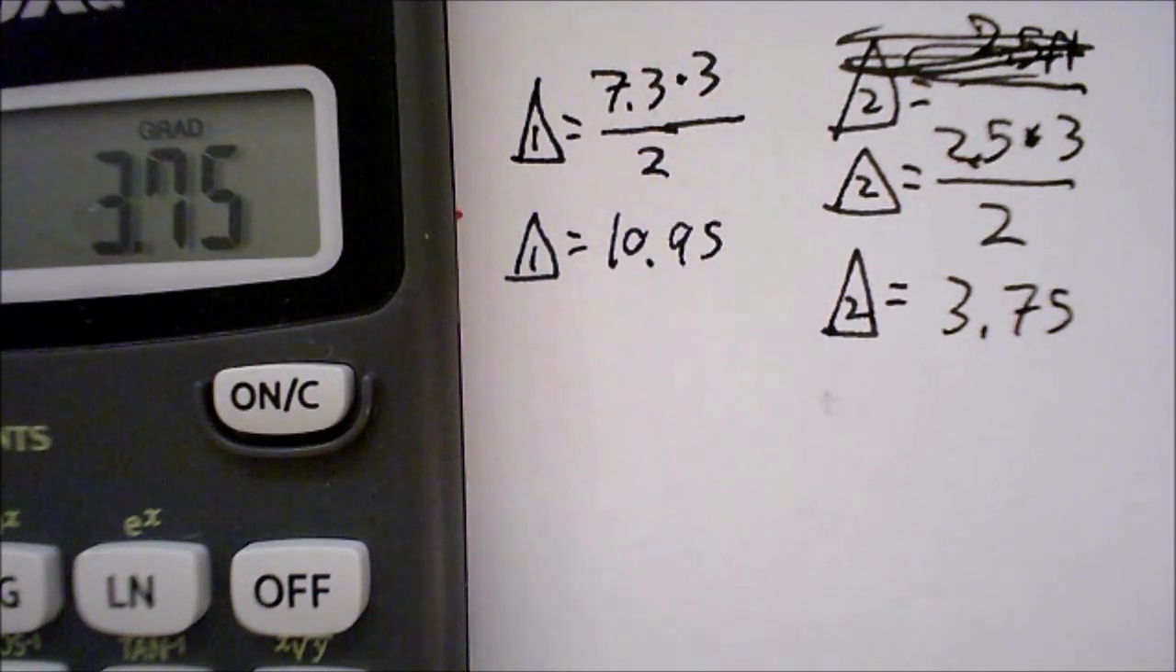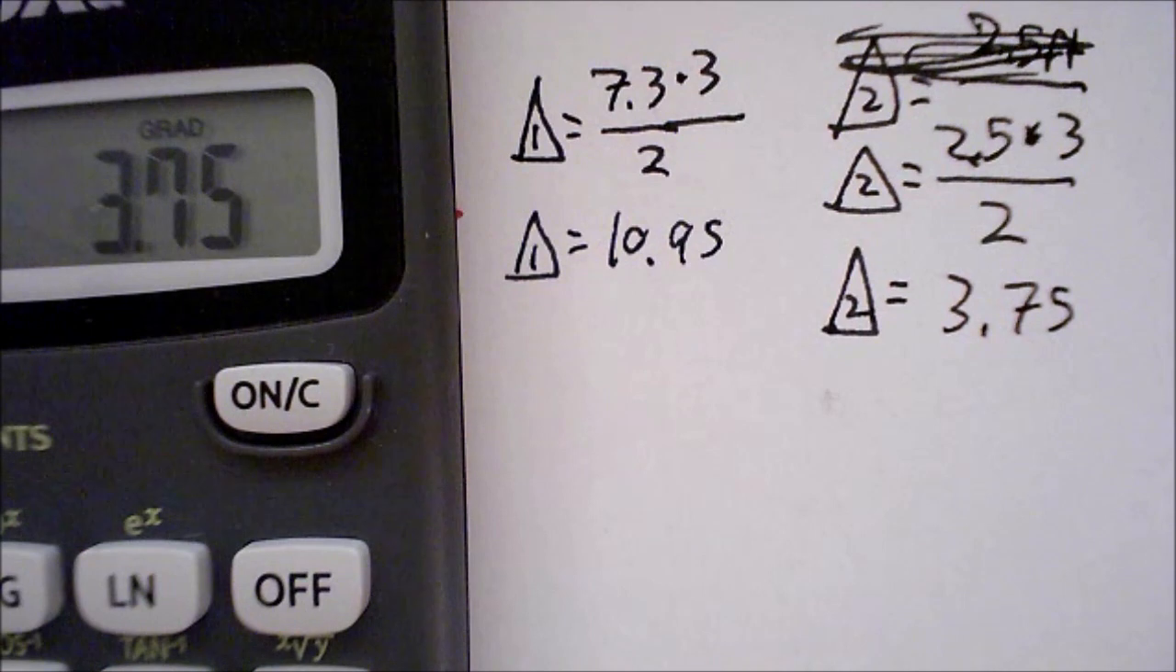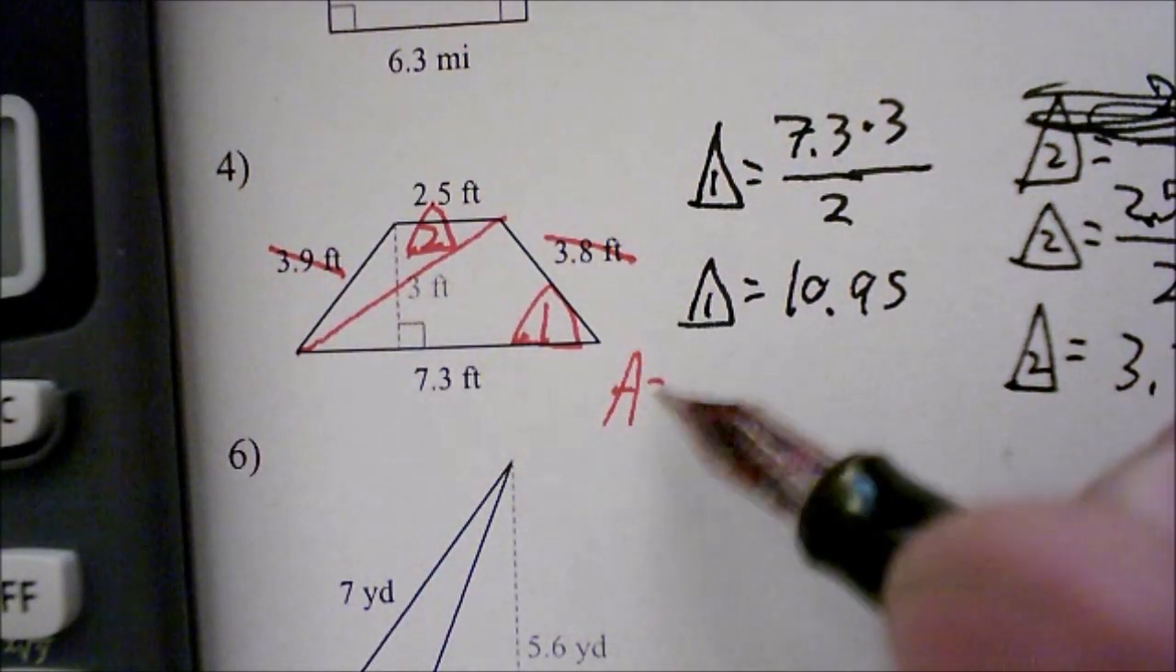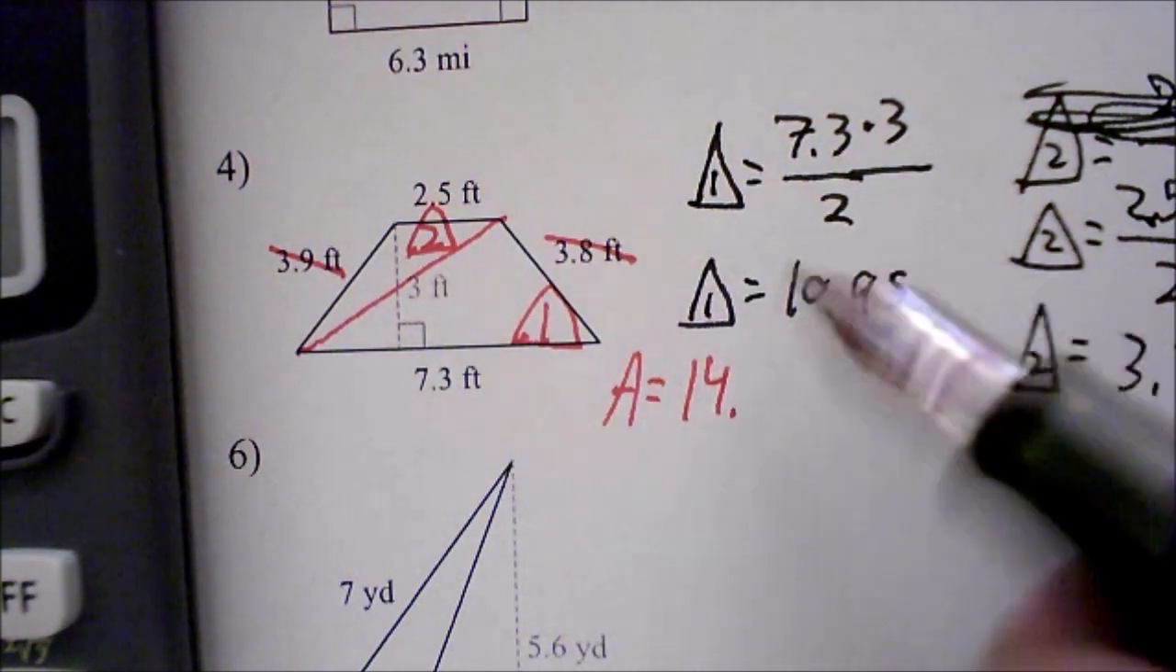The final step is we have to add those two values together. If we take 3.75 and add 10.95, we will have an area in total of 14.7 feet squared.